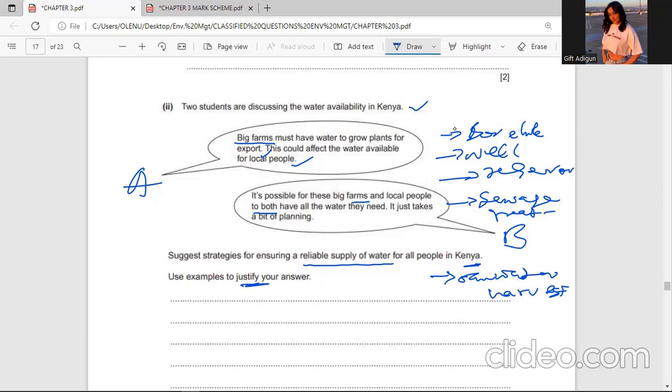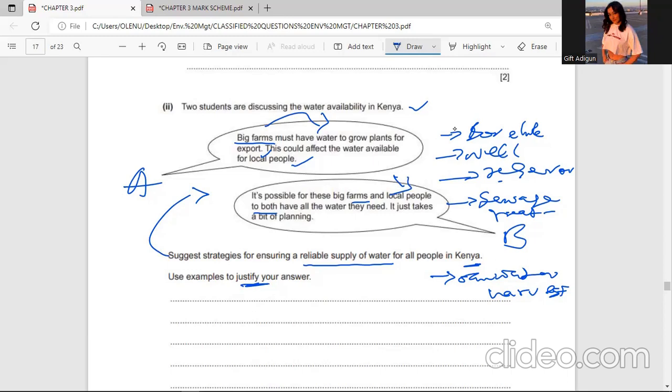So all these methods, you now link it to their arguments. You look at both sides. So big farms can actually invest in what? Reservoir and sewage treatment plant. And big farms should use the dirty water, while the clean water can now be sent to what? The local people for consumption.